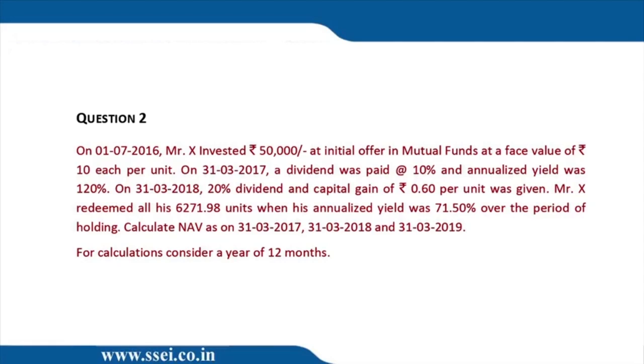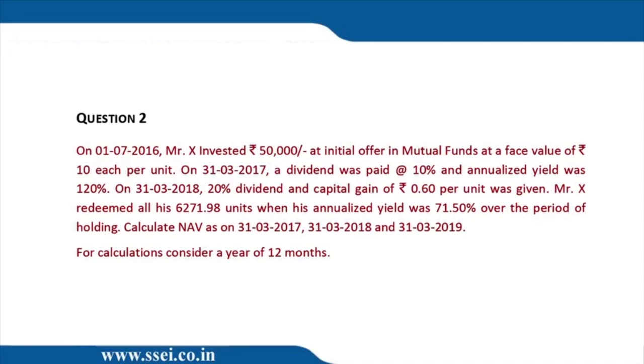If you read the last line of the sum, calculate NAV on 31st March 17, 31st March 18, 31st March 19. I used to call them XYZ. Okay. Let's see. So on 1st July 2016, Mr. X invested 50,000 at initial offer in mutual fund of face value 10 each. So he got 5,000 units, 50,000 by 10. On 31st March 2017, that means 1st July 16 to 31st March 17, that's 9 months, a dividend was paid at 10%. So 10% of 10 is 1.